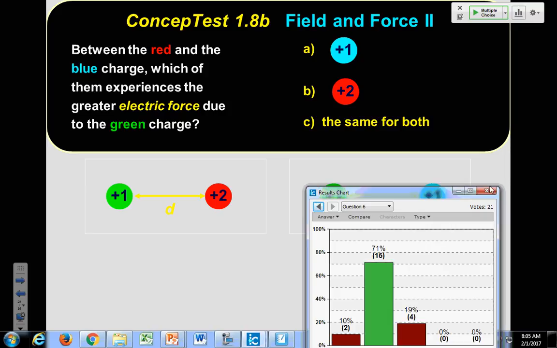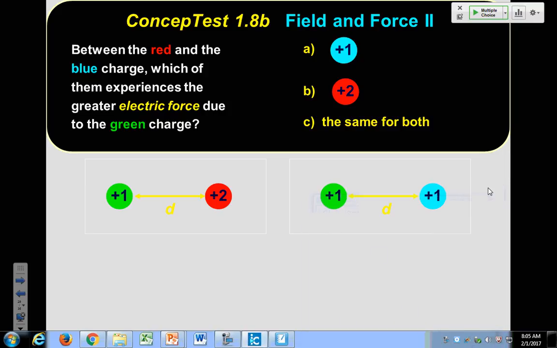Okay, good. So now you sort of go with your intuition. This one, remember K, Q, Q over R squared, this one has bigger charges involved, and so it's going to feel the bigger force. Which of the green charges will feel the bigger force, or will they feel the same force? Will the one on the left, the first one, or the second one, or do they feel the same, the green charges? What do you think?